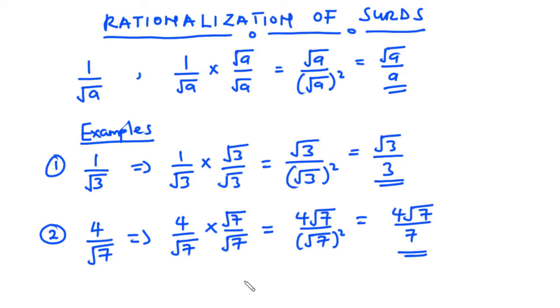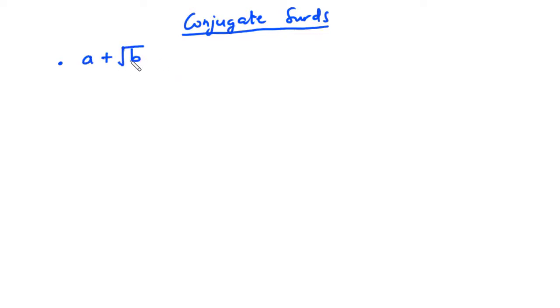Now let's talk about conjugate surds. So given the expression a plus the square root of b, then the conjugate of this expression will be a minus the square root of b.